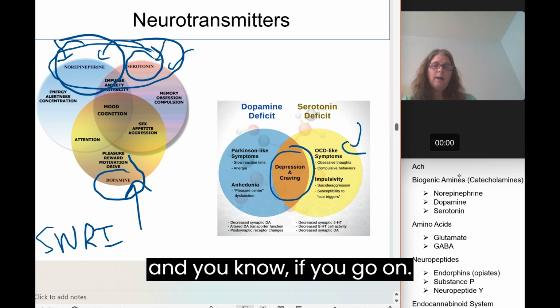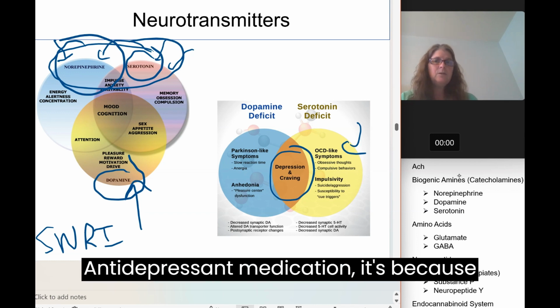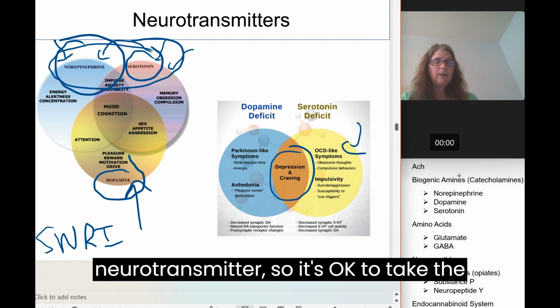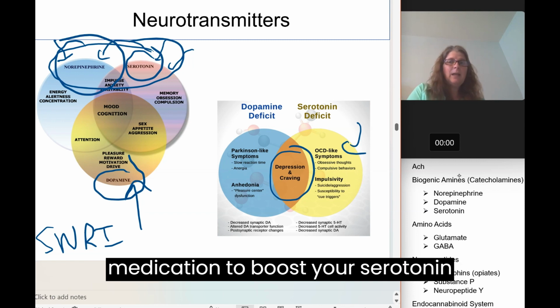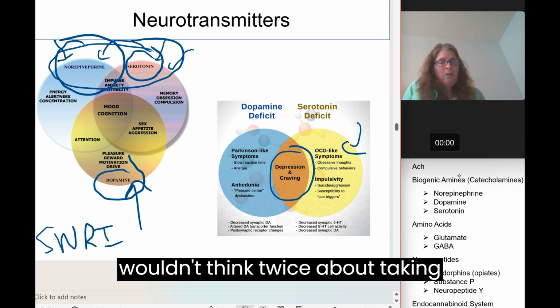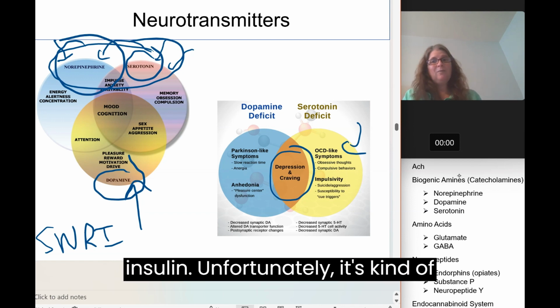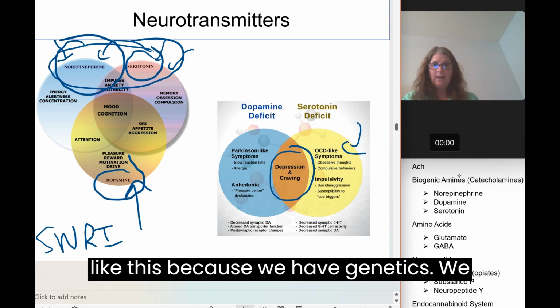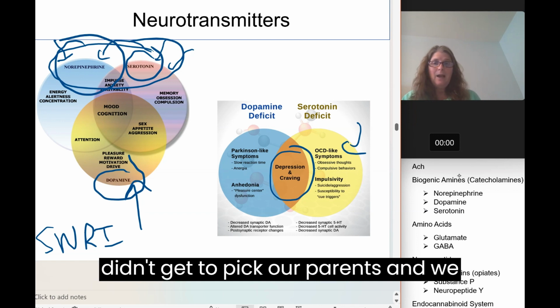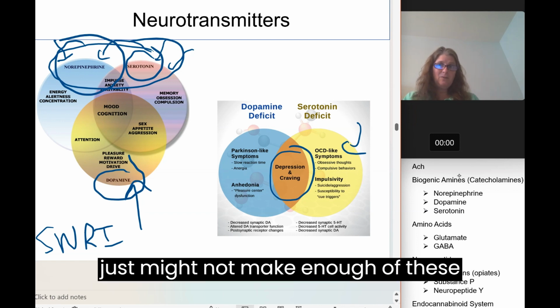And, you know, if you go on antidepressant medication, it's because you're deficient in a neurotransmitter. So it's okay to take the medication to boost your serotonin levels. If you were diabetic, you wouldn't think twice about taking insulin. Unfortunately, it's kind of like this because we have genetics. We didn't get to pick our parents, and we just might not make enough of these neurotransmitters.